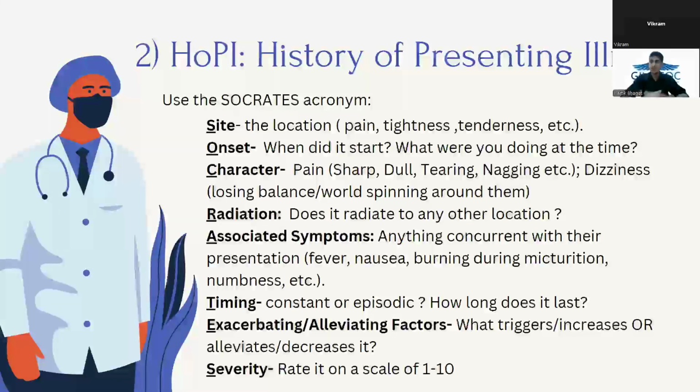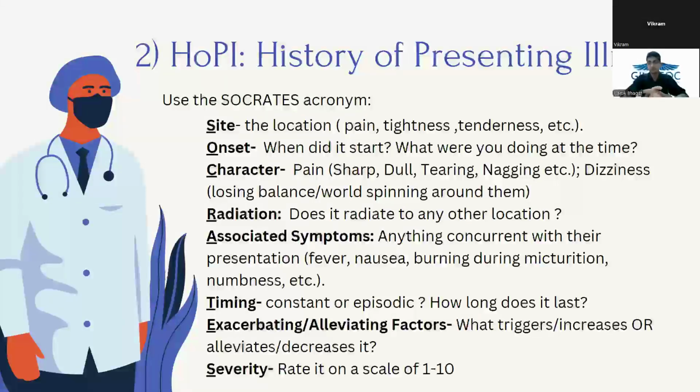Associated symptoms. Anything apart from the current symptom they are presenting with that might give you further clues. Fever, nausea, any numbness, burning during micturition, any night sweats. Super important questions, because these can help you construct an overall pattern, like I mentioned in the previous slide, a pattern that can direct you towards a specific diagnosis.